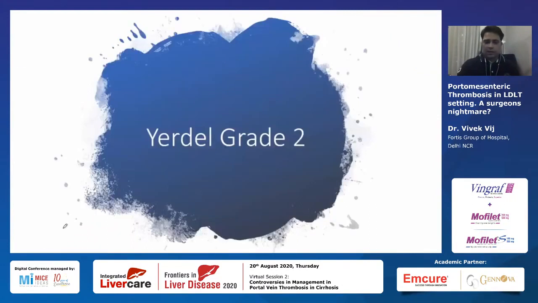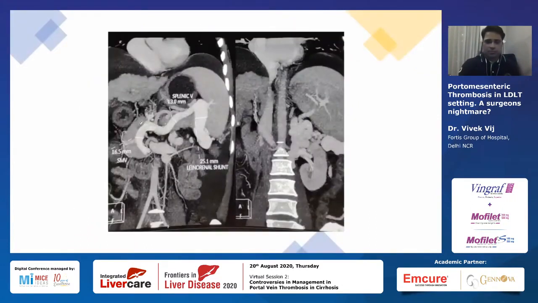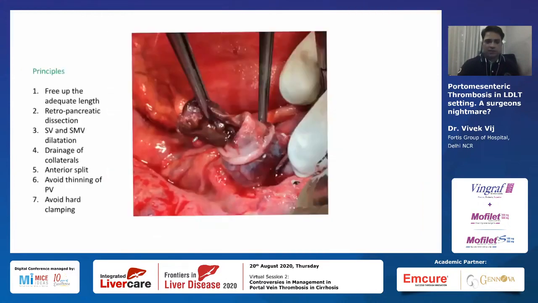Now, Yerdel grade 2, as we know, here we can see that there is a complete thrombus of the portal vein here, with a bit of collaterals which are pericholedochal and portal collaterals in the porta hepatis. This is the SMV. This is the splenic vein, and there is a big shunt in the renal vein too. So this is a Yerdel grade 2 classification.